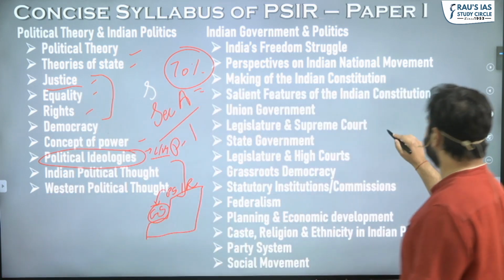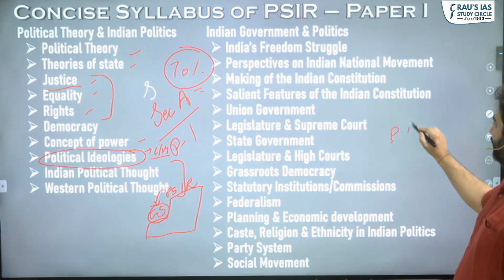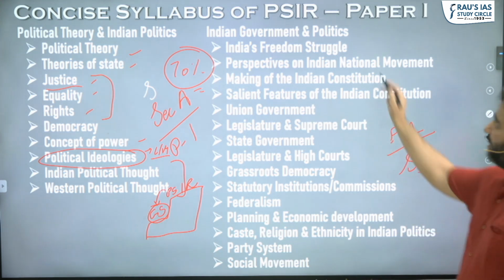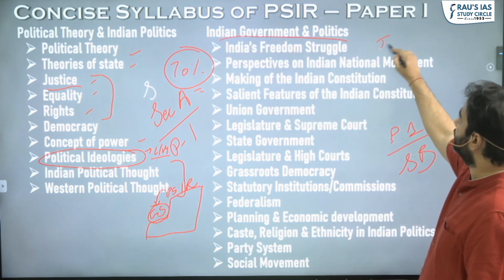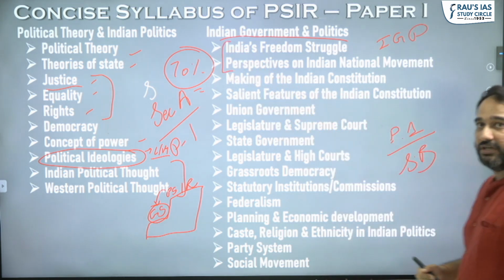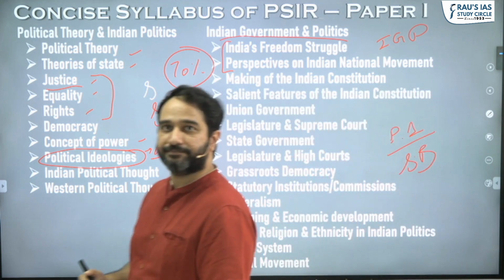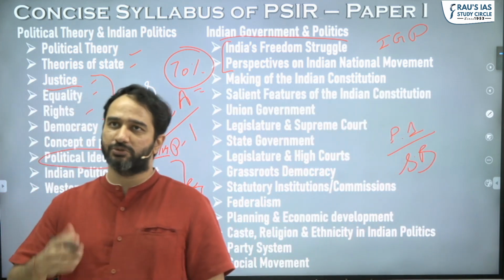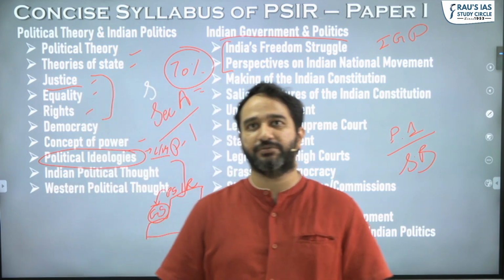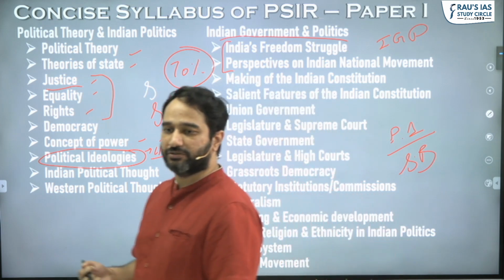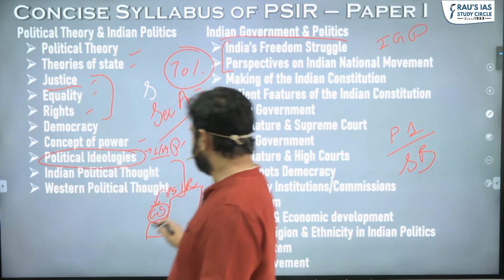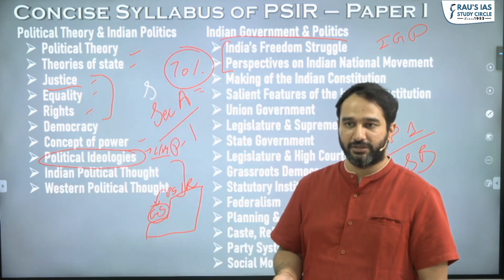If you see within paper 1, section B, what you have is IGP, Indian Government and Politics. Within this, you would have India's freedom struggle and perspectives on the Indian national movement, which you actually do study in GS paper 1. So it's just one step ahead.